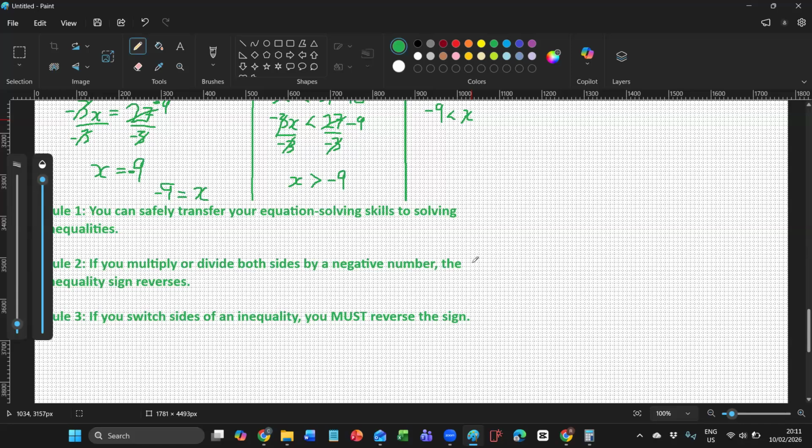Okay, so the next one says that, and if you notice, the rules, apart from the first one, all of them have to do with reversing, because those are the main thing that you are really looking out for. Okay, here goes. If you multiply or divide both sides by a negative number, the inequality sign reverses. That's number two. If you switch sides of an inequality, you must reverse the sign.